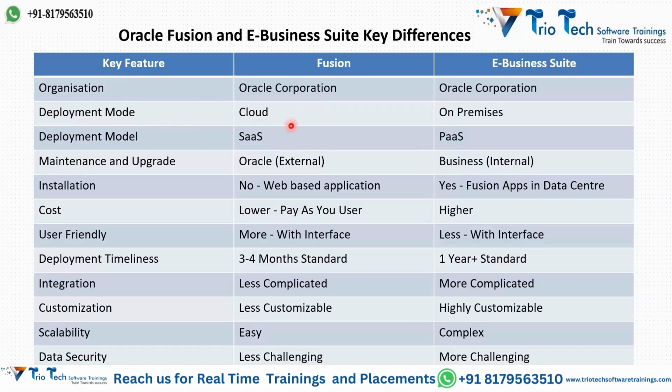Deployment mode. Fusion is totally a cloud-based deployment, whereas e-business suite is now available on cloud also, but the initial versions used to work only on premises, which means that locally it used to be owned and operated, right? In terms of software deployment model, Fusion works on a SaaS platform, whereas e-business suite used to work on a PaaS platform. PaaS means platform as a service, where each and every solution used to be developed in-house by the organization, and software as a service, where Fusion is provided as a software with predefined configuration, and you can use the overall architecture and reconfigure it based on your business requirements.